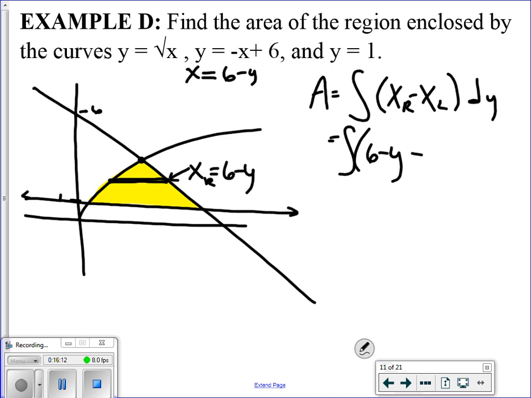Minus x left. Well, x left, that's the x on this graph. And the equation for that graph is y equals the square root of x. So on that graph, x equals y squared. You have to solve for x right and x left sometimes. Not always. Sometimes they give you what x equals.